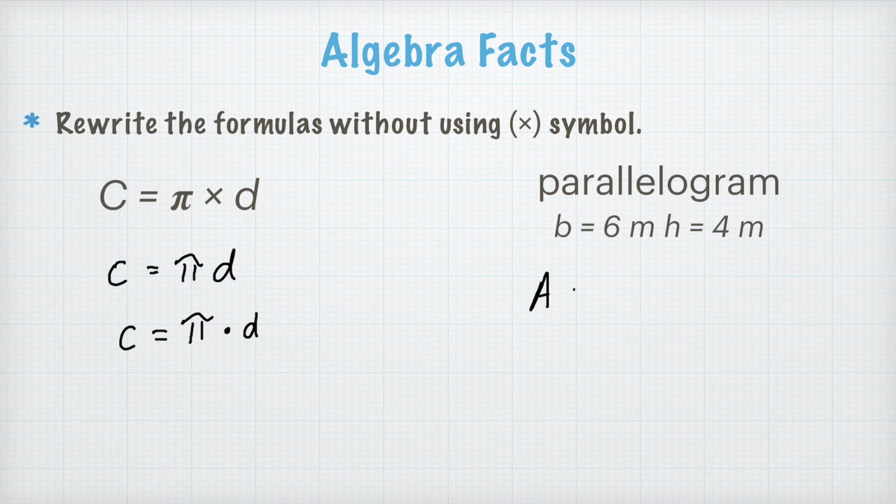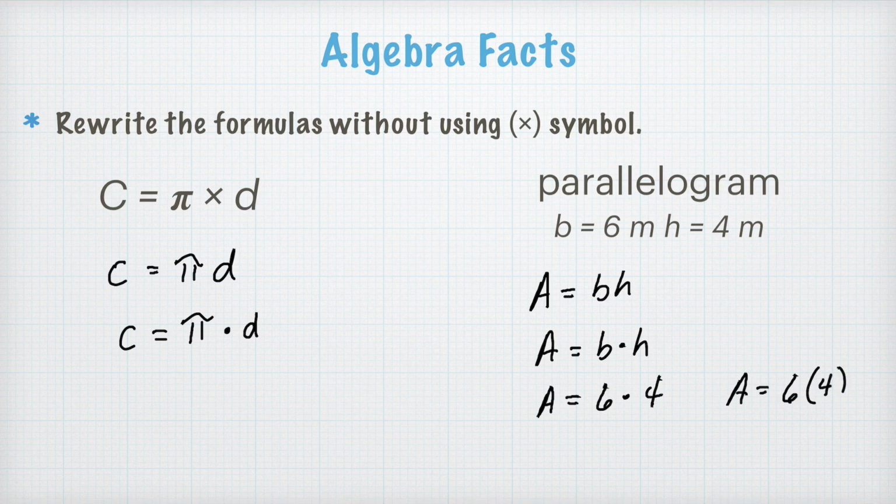If we're looking at the area of a parallelogram, we could do base times height, or A equals b raised dot h, right? And if we wanted to figure that out, we could do A is equal to 6 times 4. We can write it that way, or A is equal to 6 with the parentheses 4. And we both find out it's going to be 24 meters squared. Okay? So that was kind of some examples there.